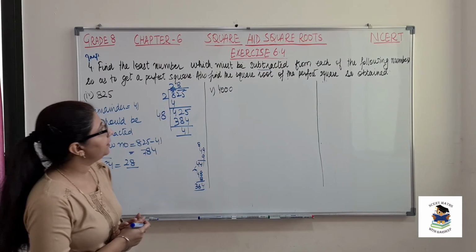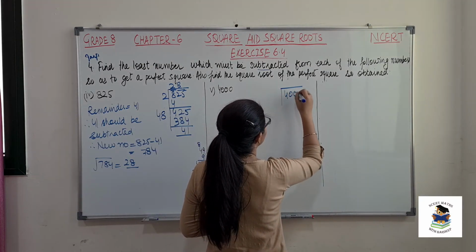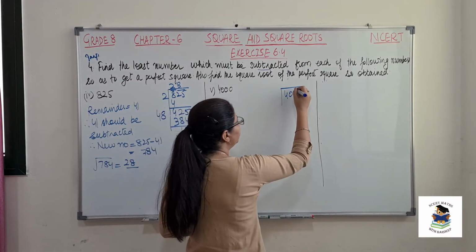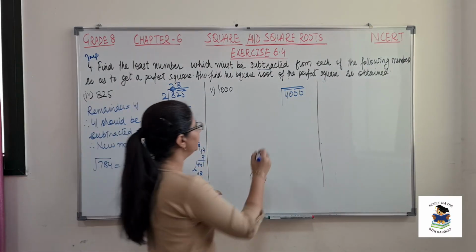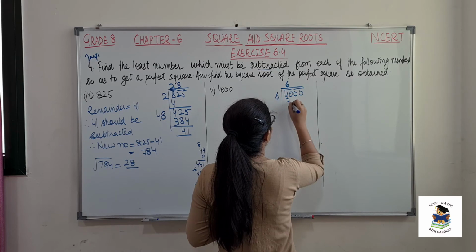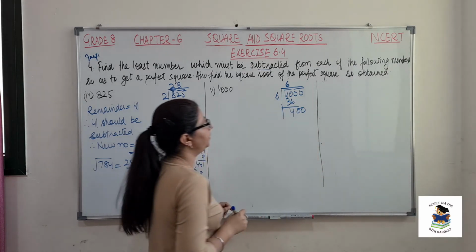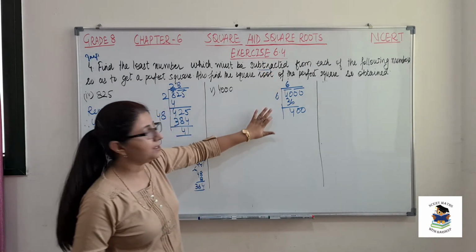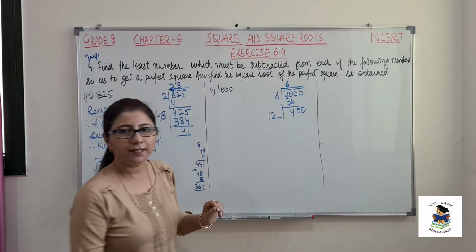So the fifth part is 4000. So we need to make pairs. So from this side, these are the two pairs. So now 6 6s are 36. 4 is remainder. 0 0 will come here. So now 6 plus 6 is 12 here. So 12 and then the next digit.